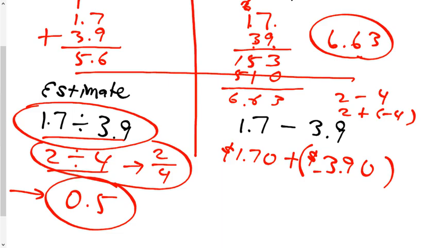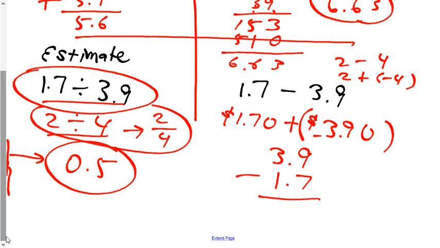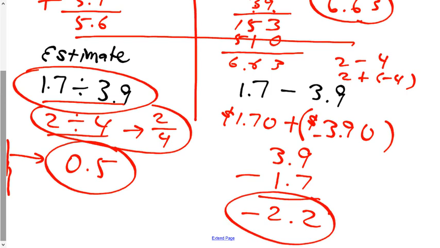So what we're going to do to solve it is figure out how many more negatives I have than positives. So in effect, what I'm doing here to solve that subtraction is I'm reversing it, right? I'm going to subtract it like this. So 3.9 take away 1.7, I subtract that, becomes 2. Subtract that, becomes 2. Therefore, I have 2.2 more negatives than I do positives. So my answer for that question is negative 2.2.